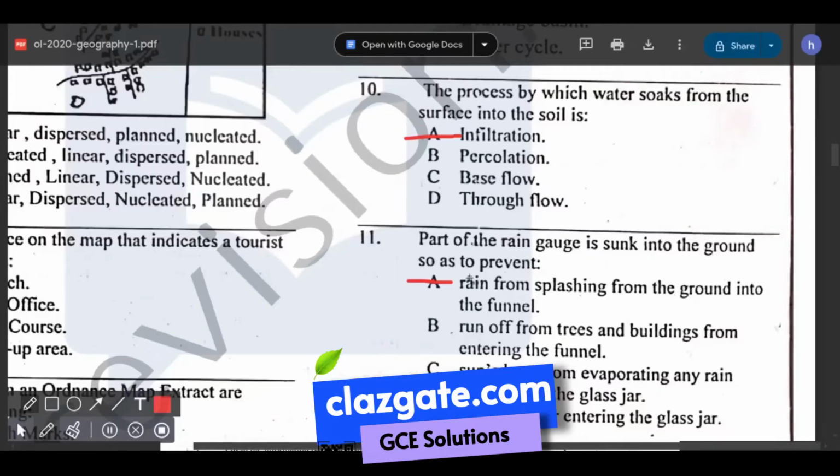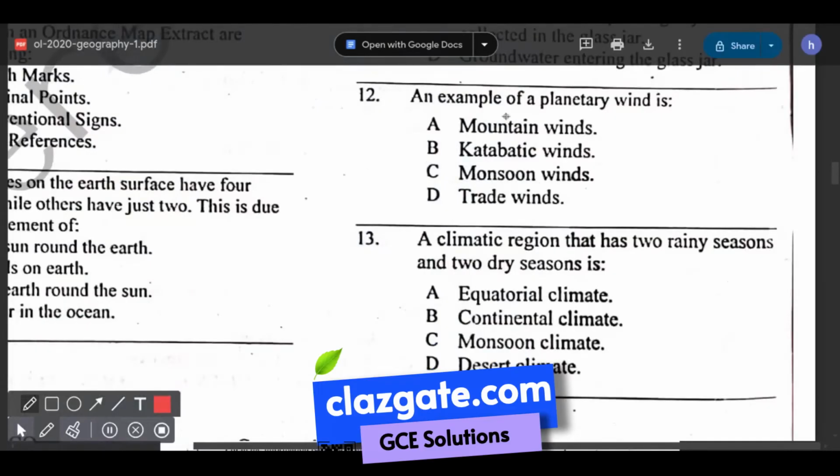And then question number 12. An example of planetary wind is, we have mountain winds, we have meteoric winds, we have monsoon winds, and then we have the trade winds. That's an example of planetary winds, because the trade winds blow from the subtropical high pressure belts at about 30 degrees north and south latitude towards the equator, and because of the Coriolis effect, they curve widely as they move towards the equator.